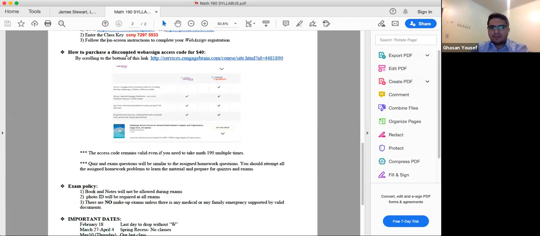Now, how can you purchase the discounted WebAssign access code? In general, if you want to buy WebAssign, it will cost more than $100. But CCNY gives you a code to get a discount, and you pay only $40 for the whole time. So how can you pay? After 2 weeks of free WebAssign, they will lock you out and ask you to pay. So you go to this website, this link.